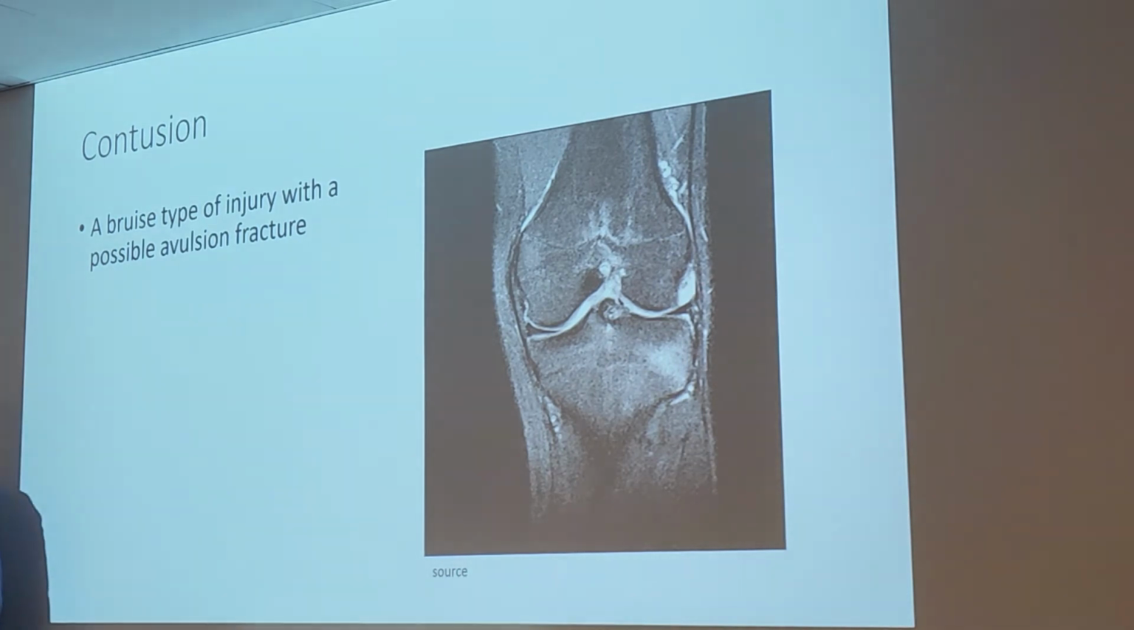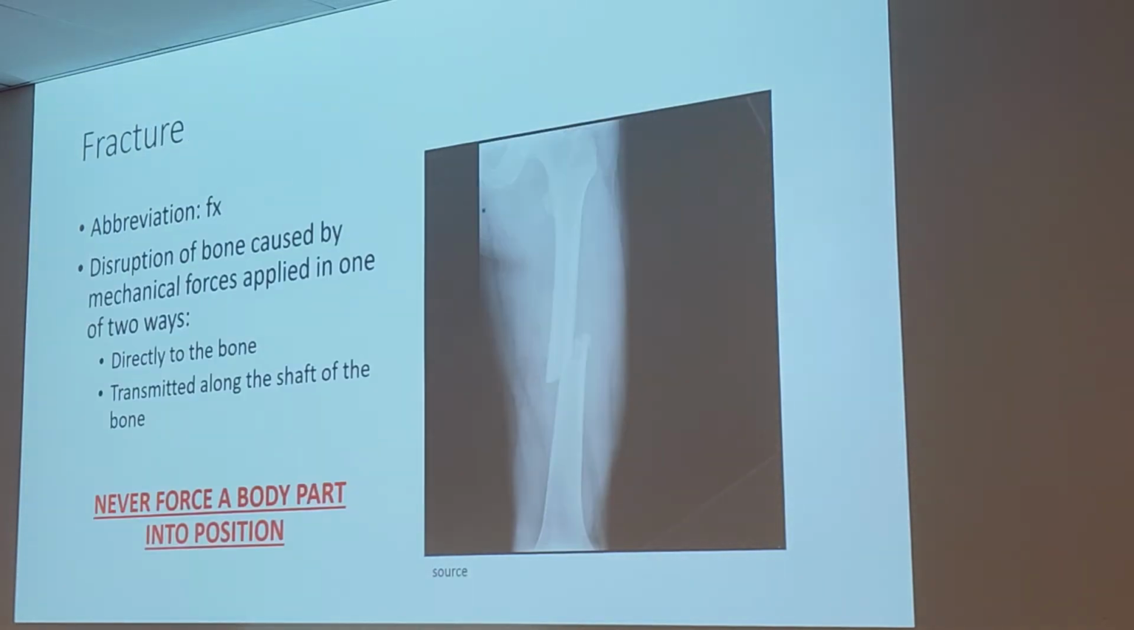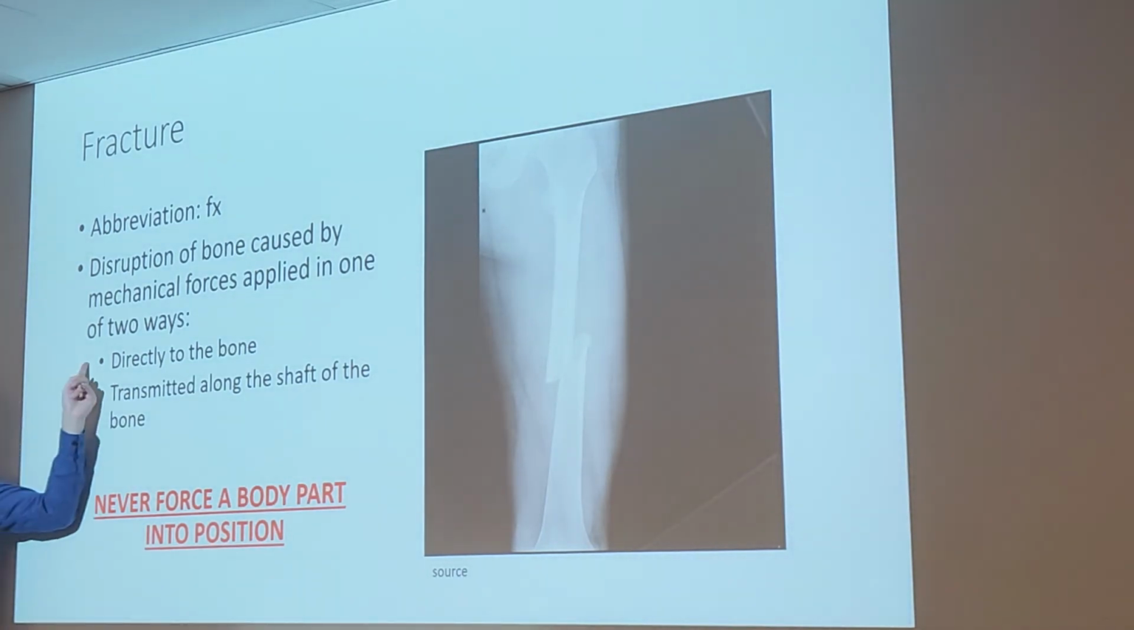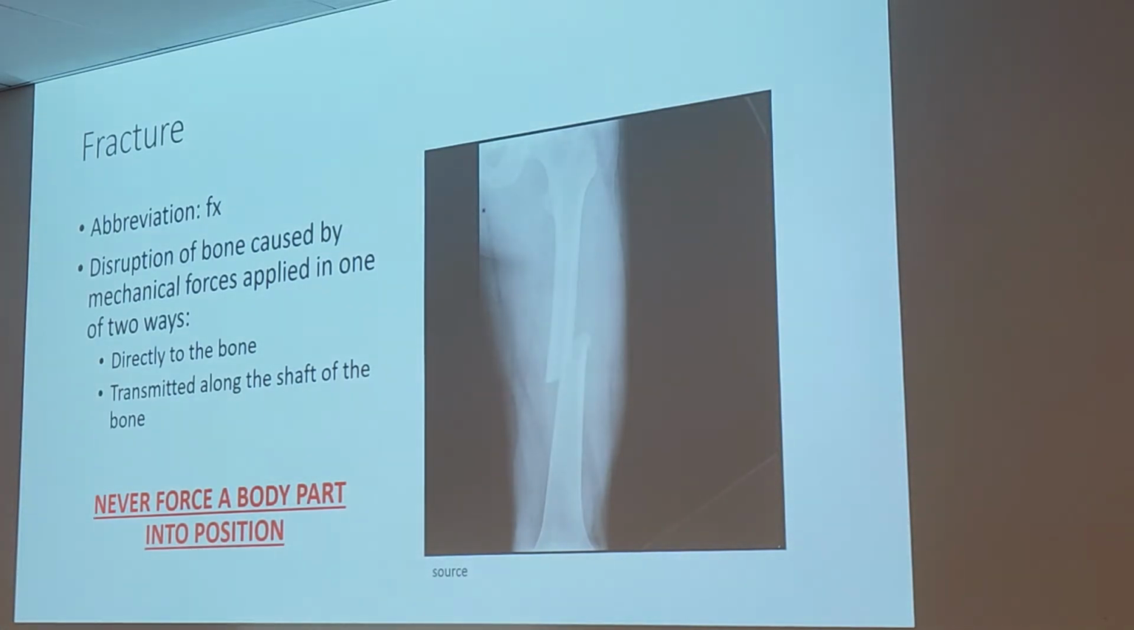So what do you mean by avulsion fracture? Avulsion fracture, like I said earlier, is what happens when you have a tendon or ligament that pulls on the bone, and when it pulls, part of the bone comes with it. A dislocation does not involve the bone breaking. Fractures involve the bone breaking. Okay? So, either we have a force that is applied directly to the bone, so the force comes here, hits the side, and the bone breaks in half, or there's a force transmitted along the shaft of the bone.